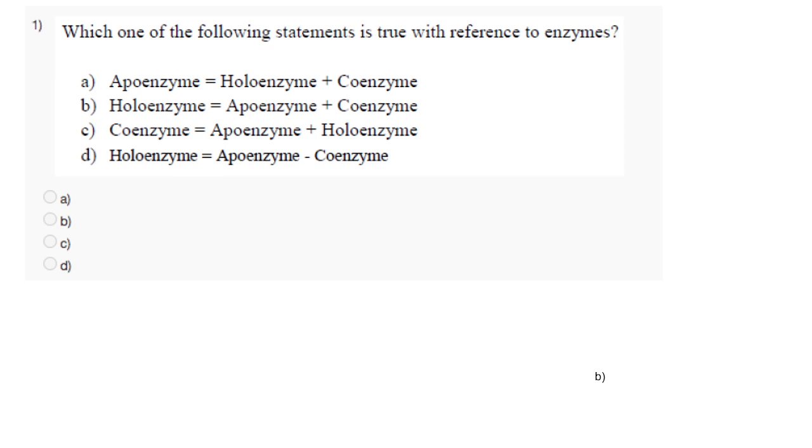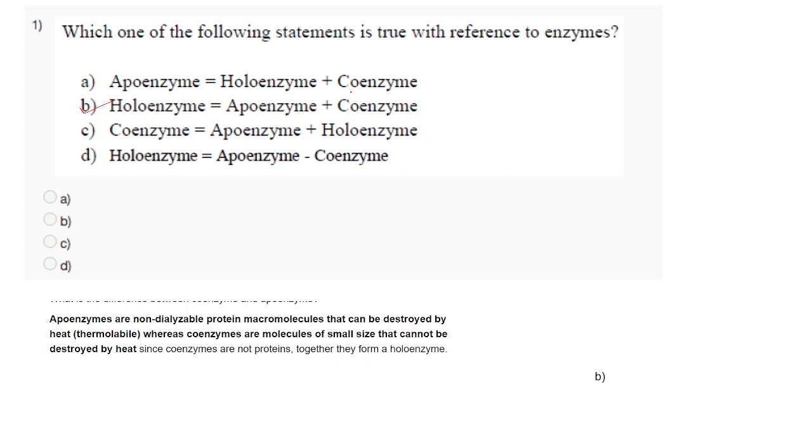So answer B is correct. Holoenzyme is equal to apoenzyme plus coenzyme. Apoenzymes are non-dialysable protein macromolecules that can be destroyed by heat, whereas coenzymes are molecules of a small size that cannot be destroyed by heat. Since coenzymes are not proteins, together they form a holoenzyme. So holoenzyme is equal to apoenzyme plus coenzyme.